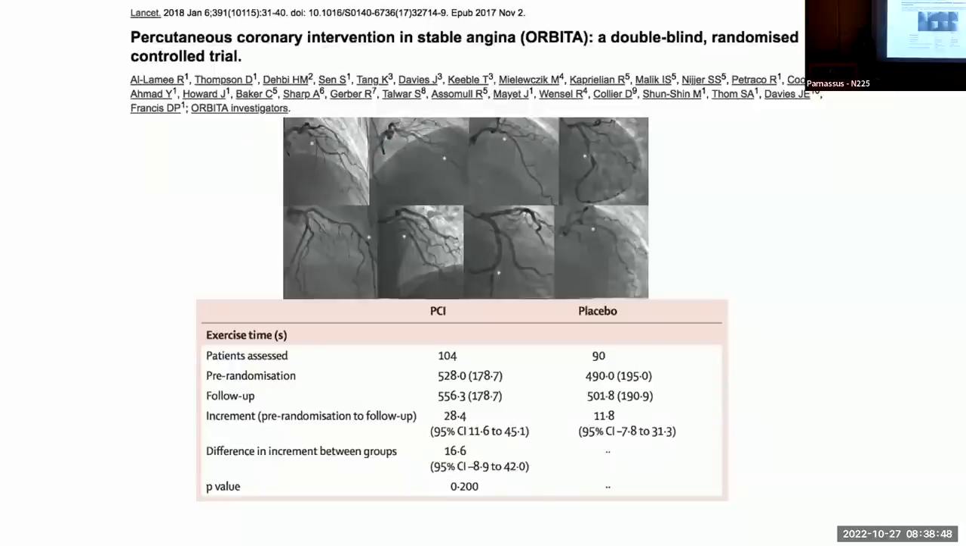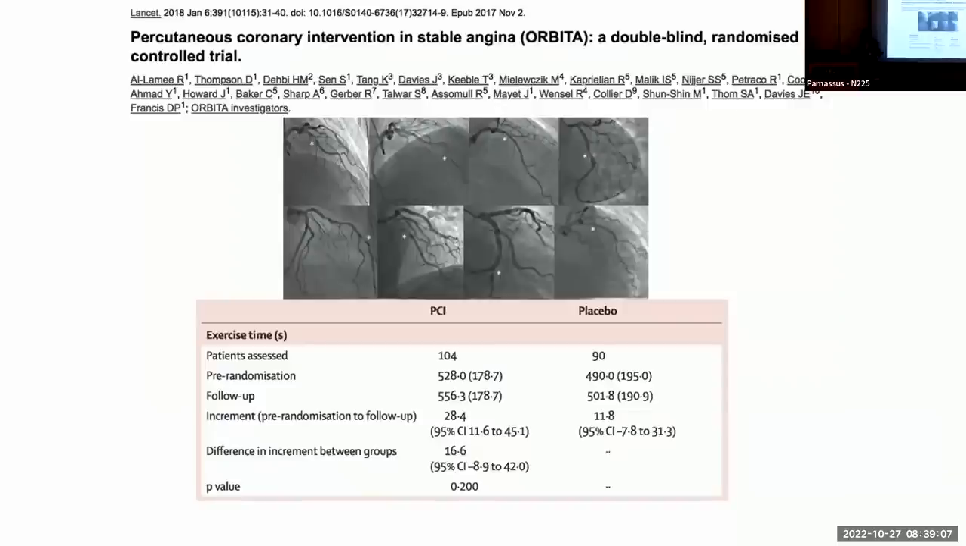And guess what? That 90 seconds before and after that we saw with Acme many years ago, it's evaporated. The absolute difference observed is 16 seconds, but the p-value is extremely non-significant. It's a totally negative study. That stent in chronic stable angina, you don't even feel better. And people said, oh, hey, 16 seconds would have been positive if this was 1,000 people.